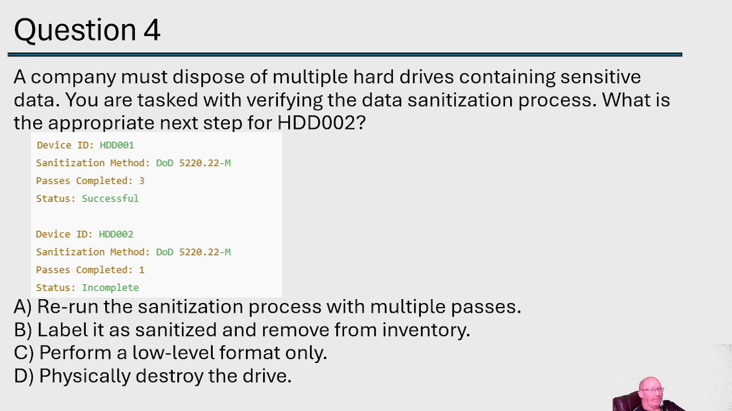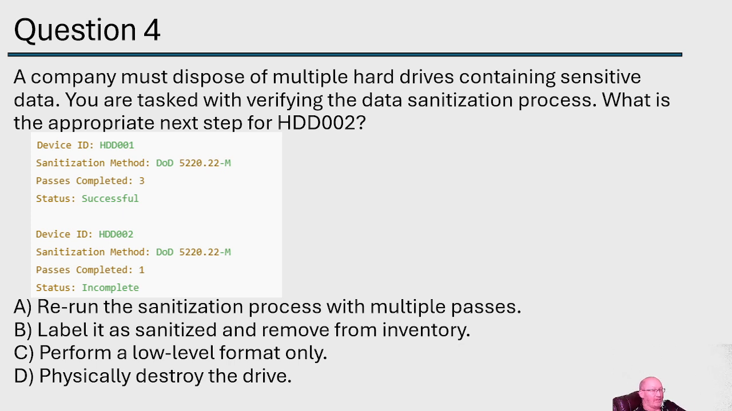Question number 4. A company must dispose of multiple hard drives containing sensitive data. You are tasked with verifying the data sanitization process. What is the appropriate next step for hard disk drive 002? Hard disk drive 002. All right, if we look at the log here, we see hard disk drive 001, method is DOD, pass is completed 3, and it's successful. Then we see hard disk number 2, method is DOD.